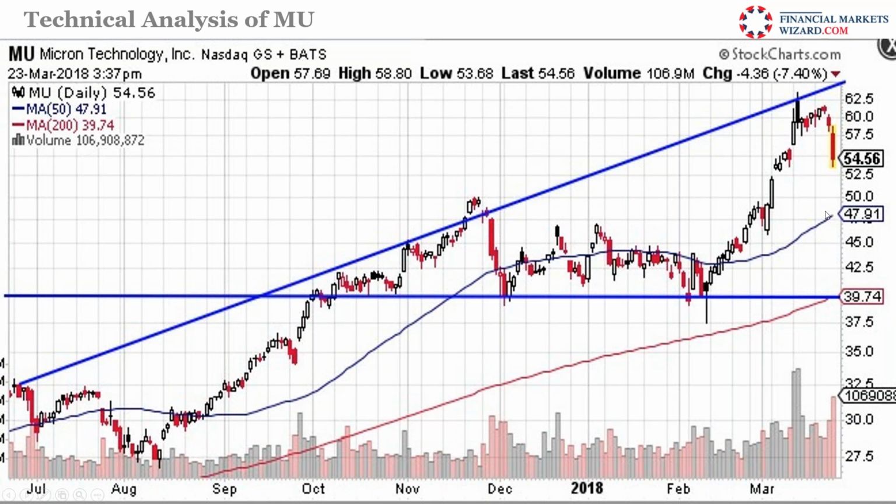It can easily fall to this 50-day moving average. So 48 is the target. It can fall right here back to 39.74. So the cycle will complete. The cycle started here. The cycle could end here. It could end here too. So who knows where it will end? It can come down here. You never know. It can come down here, 25. We don't know where MU will end.